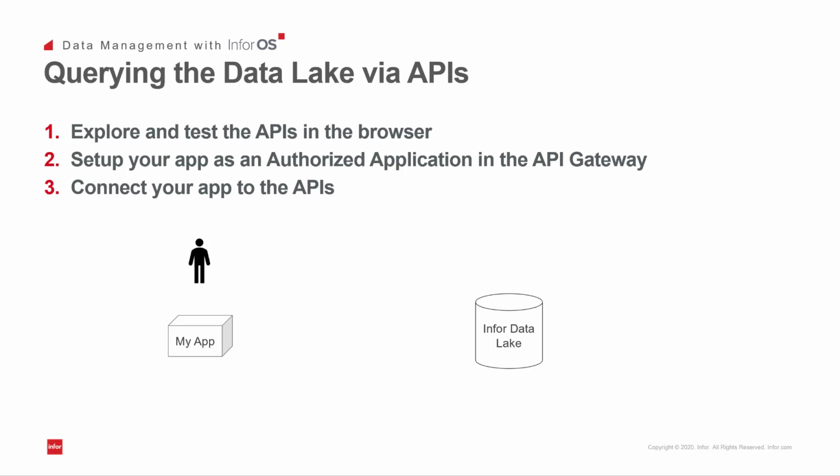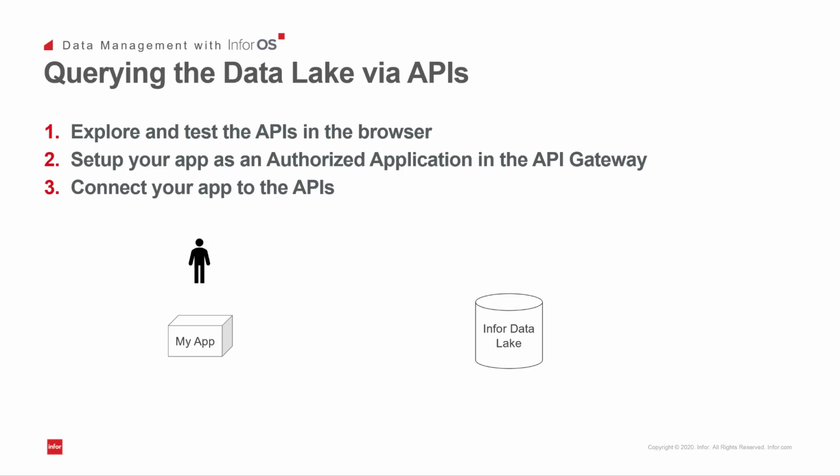There's a few steps. First is to explore and test those APIs in a browser to make sure they're working the way that you expect. Then to set up your app as an authorized application in the API gateway. Then to connect your apps programmatically to those APIs. Steps 2 and 3 have already been covered in other videos, and those links should be appearing in your browser right now. So I'm not going to cover that part again for you. You can refer to those other videos.